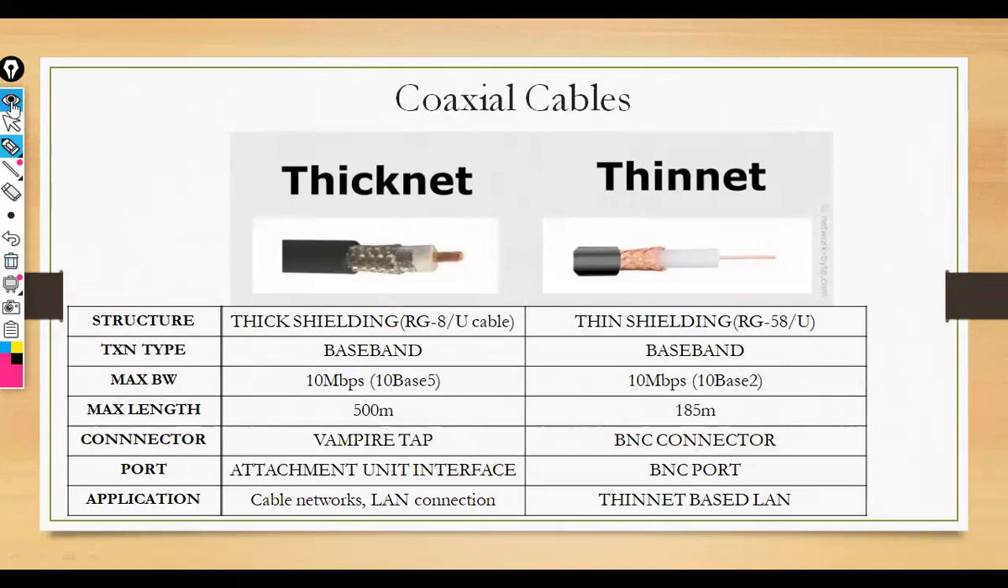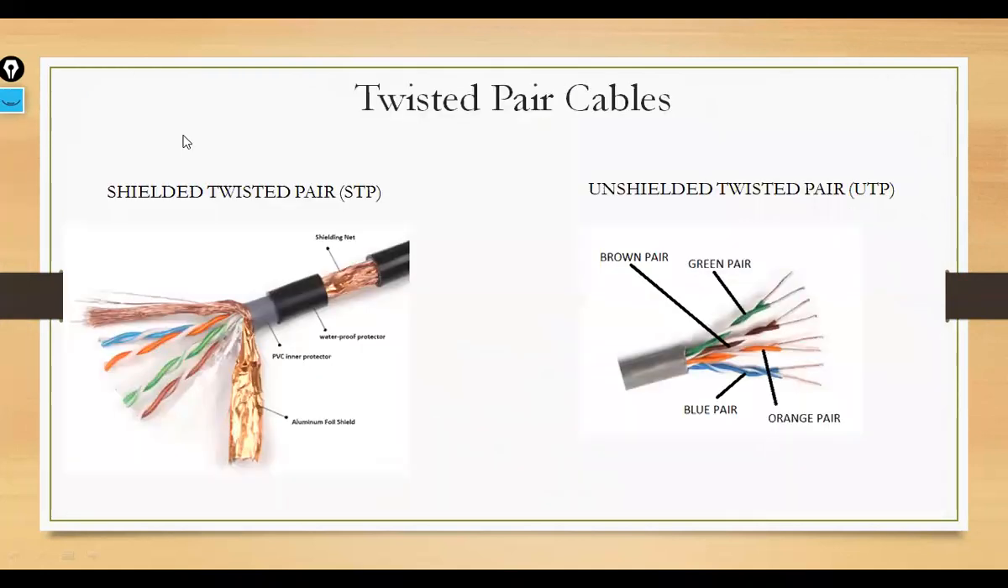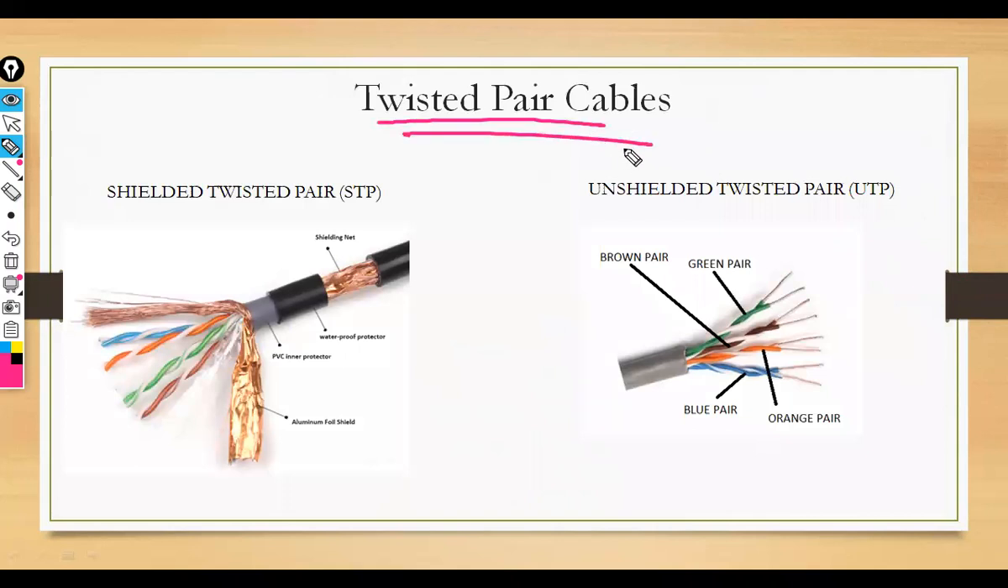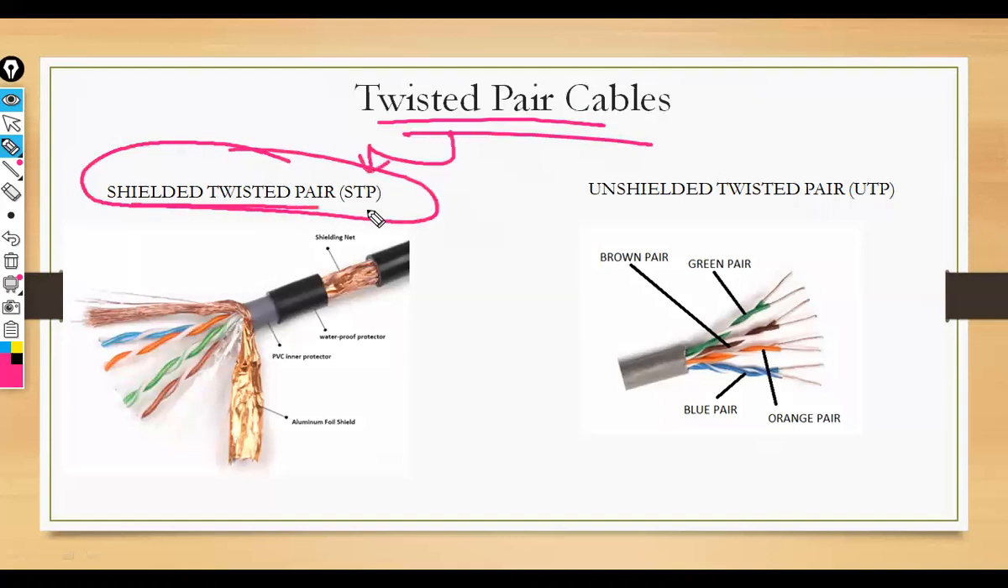Now the next one is called twisted pair cable. Let me tell you, you have two types. One is called shielded twisted pair. You can guess it. The advantage in networking is that whenever you hear a name, you can guess it, and it's probably going to be right. When you hear shielded twisted pair, you can guess that shielded means you have thick shielding.